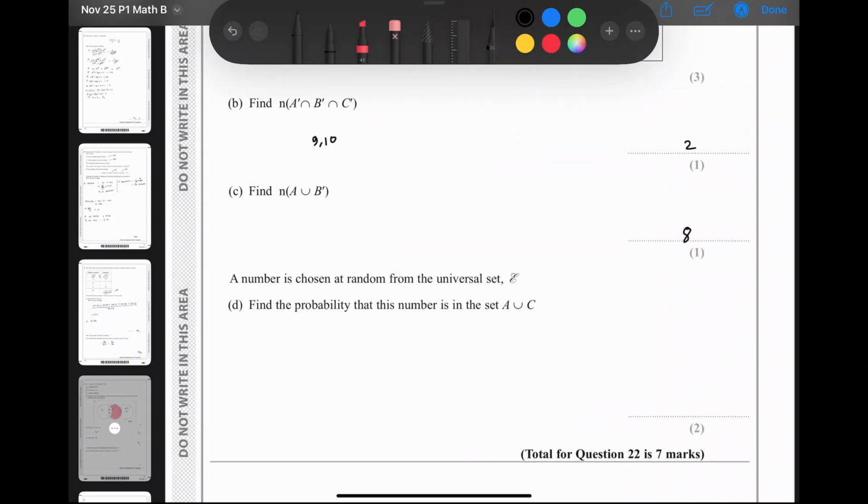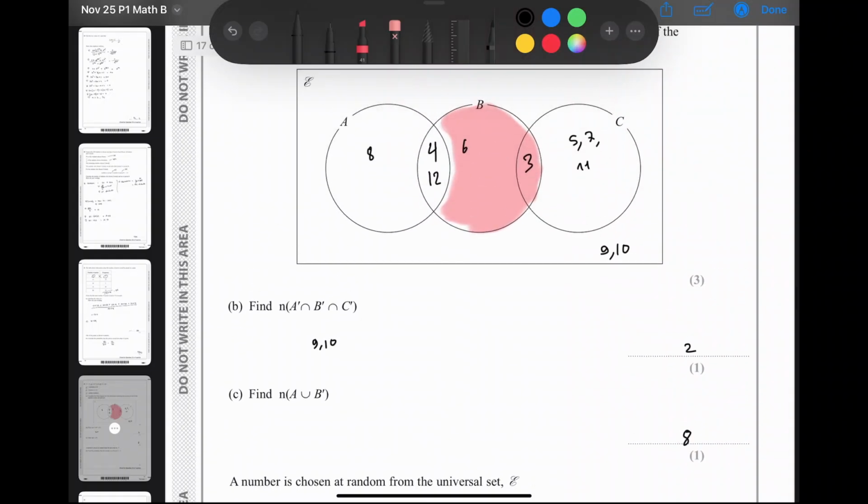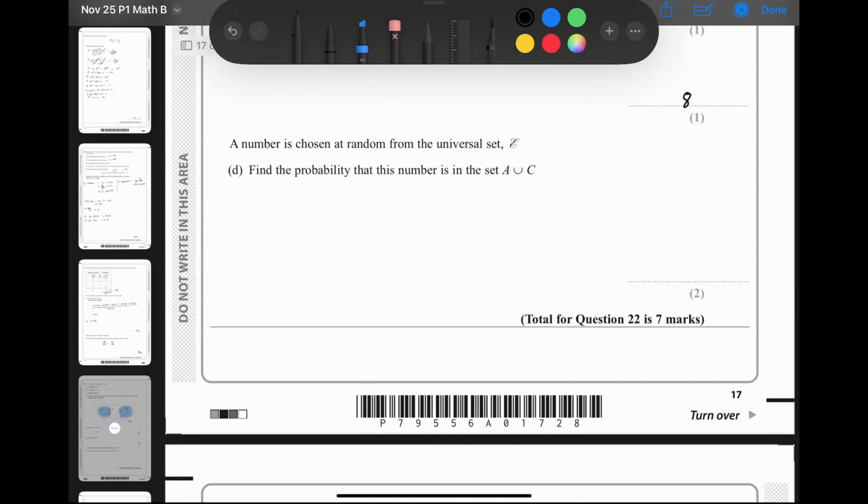Finally, for D, we are asked for the probability of A and C combined, compared to everything in the universal set. Since there are 7 of them in A and C, it will be 7/10.